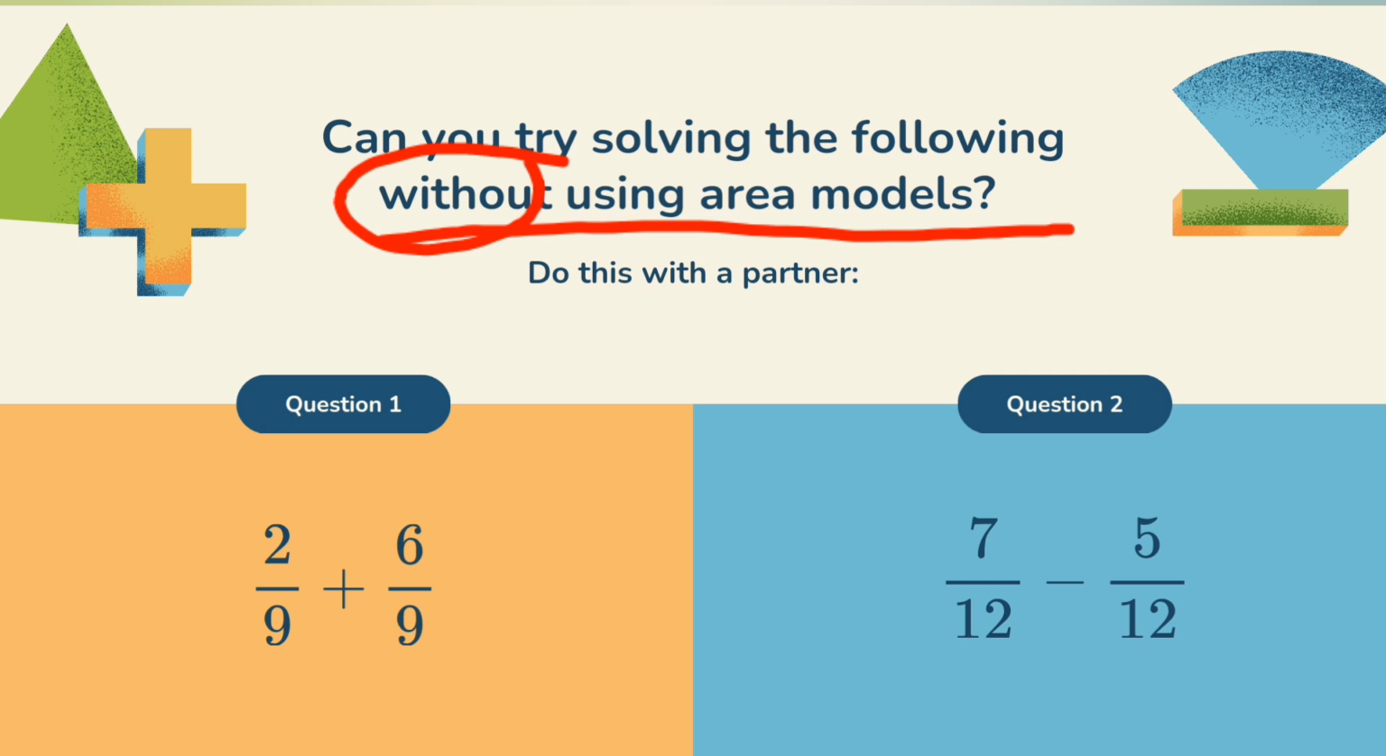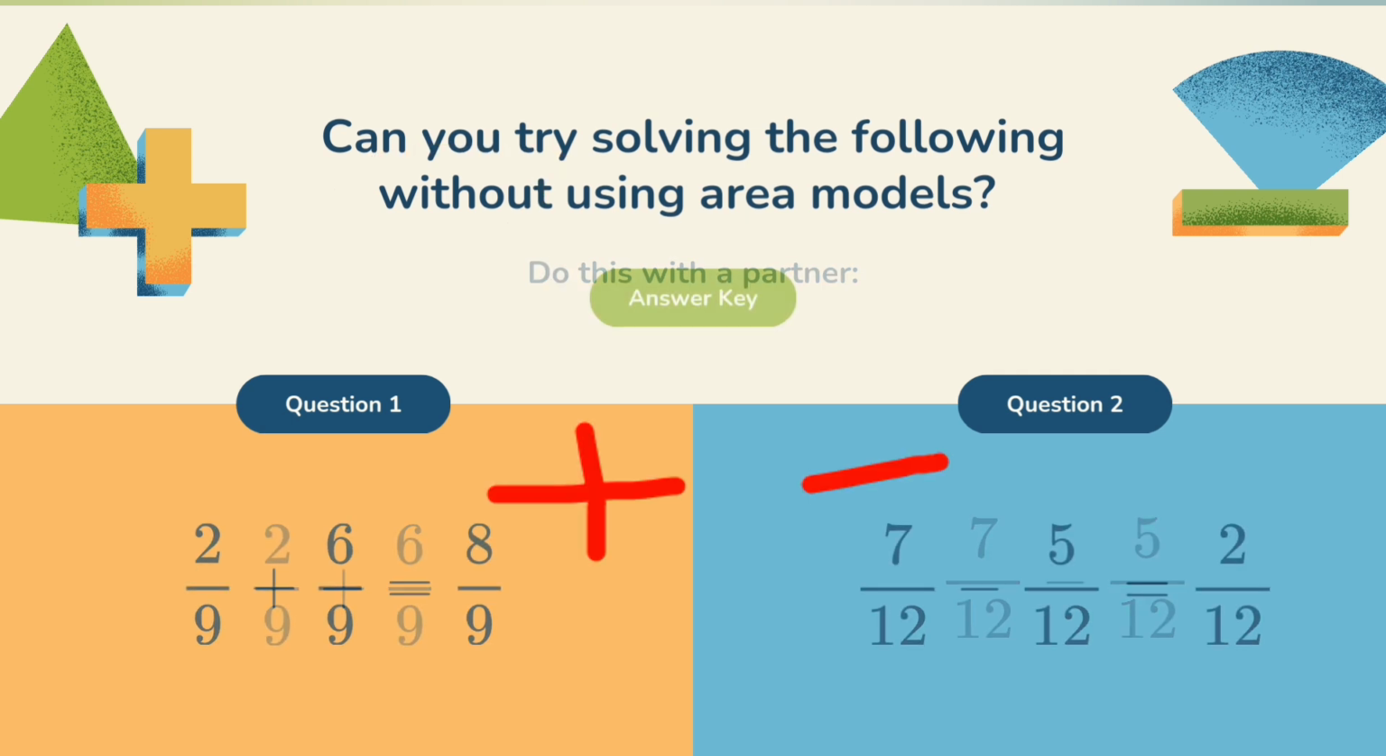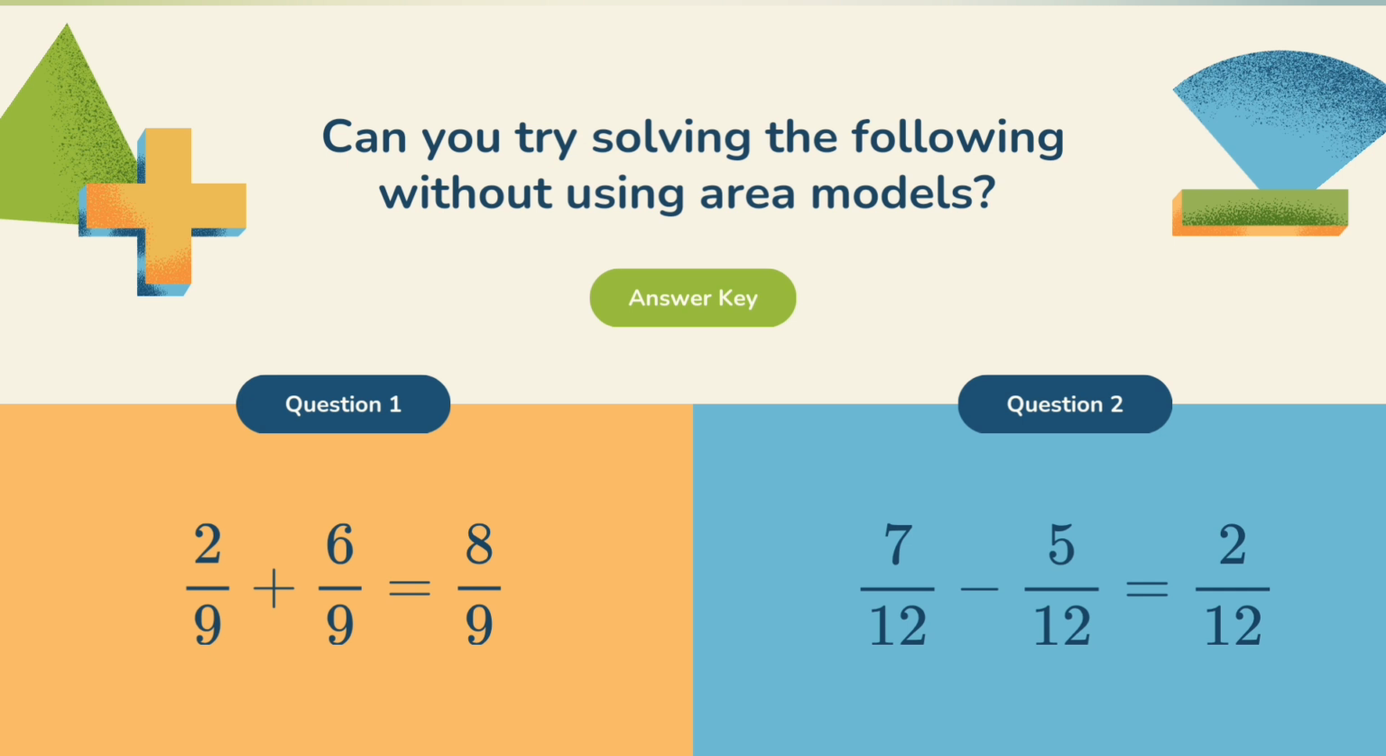You can see here there are two questions. One is addition and one is subtraction. We'll solve both of these. In addition, we know that 2 plus 6 is 8 by 9, because we only add the numerators, and the denominator we keep as it is. In the subtraction also we do the same thing. 7 minus 5 is 2, and we keep the denominator as it is.